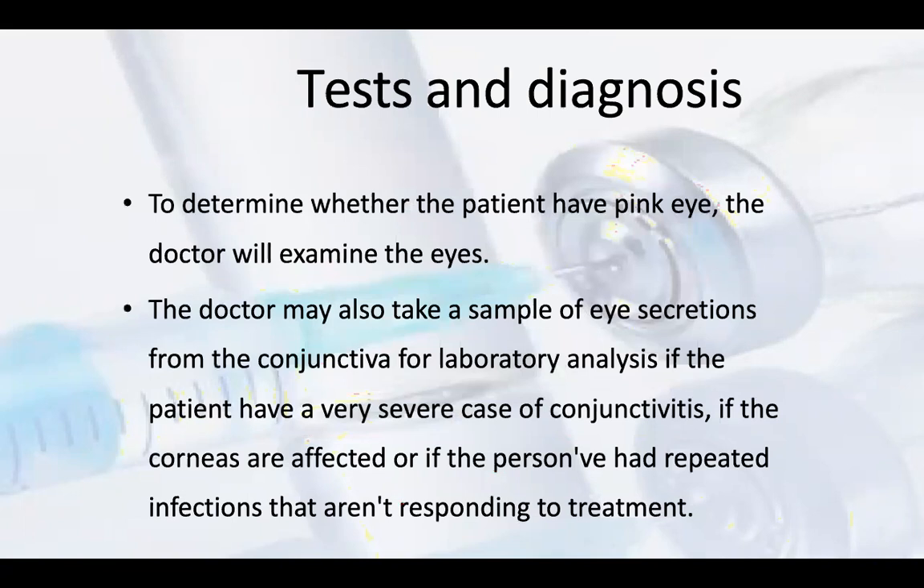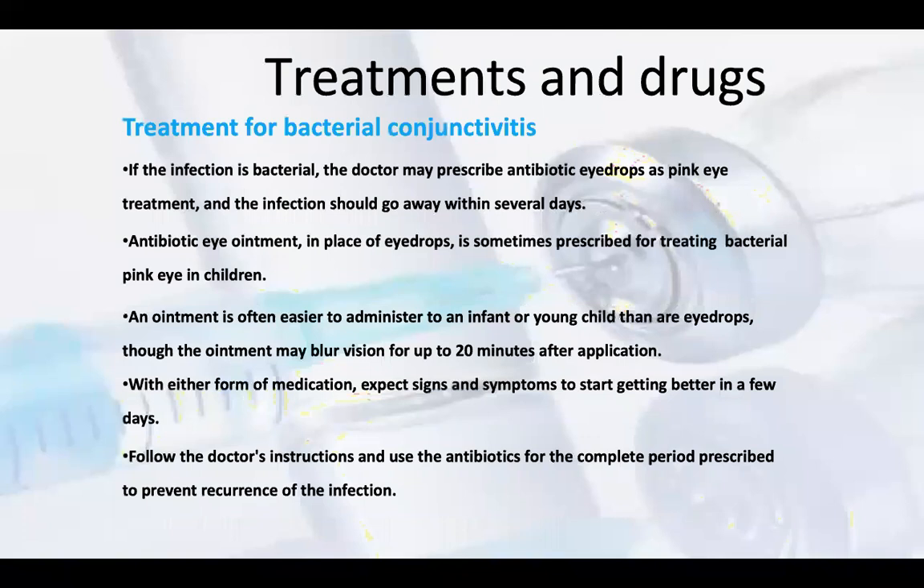conjunctivitis. To determine whether the patient has pink eye, the doctor will examine the eyes. The doctor may also take a sample of eye secretions from the conjunctiva for laboratory analysis. This may be done if the patient has a very severe case of conjunctivitis, the corneas are affected, or if the person has had repeated infections that aren't responding to the treatment.